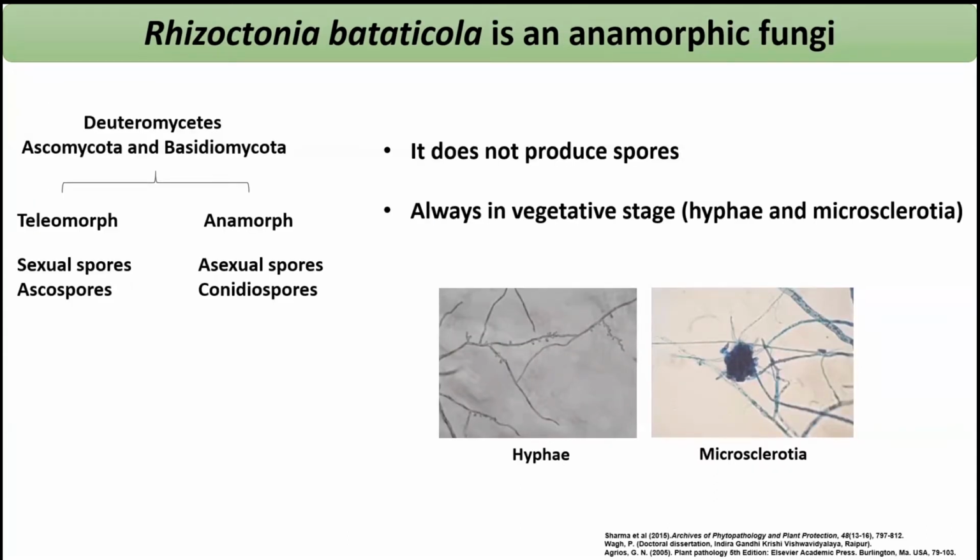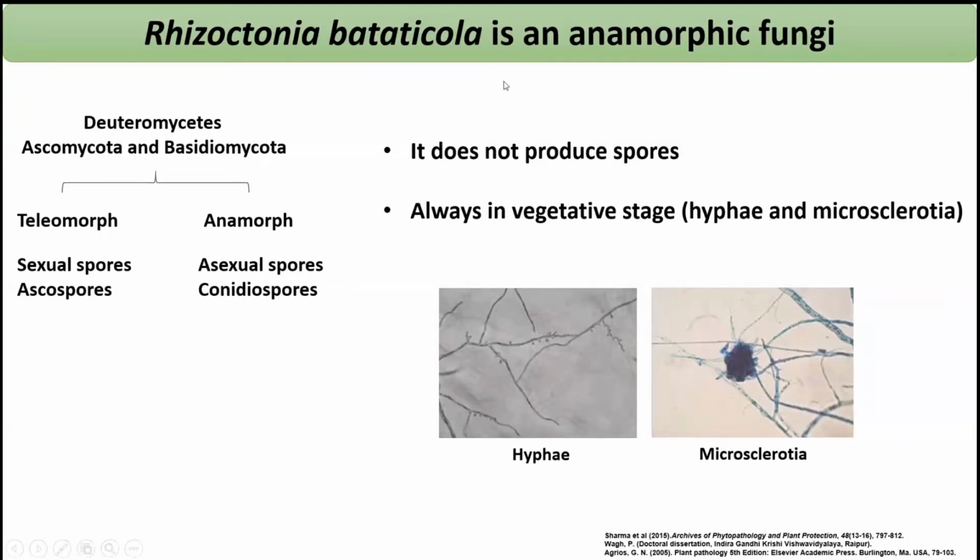Rhizoctonia bradicola is an anamorphic fungus. Generally, the fungi which come under the Deuteromycetes phylum are classified based on two morphs. One is teleomorph, another one is anamorph. The teleomorphs reproduce by producing sexual spores, whereas the anamorph fungi reproduce by means of asexual spores.